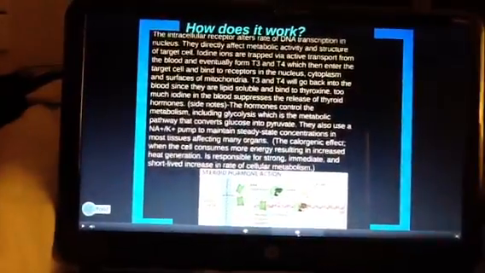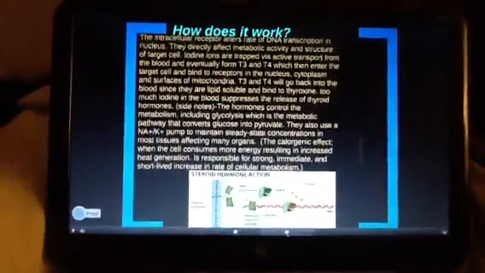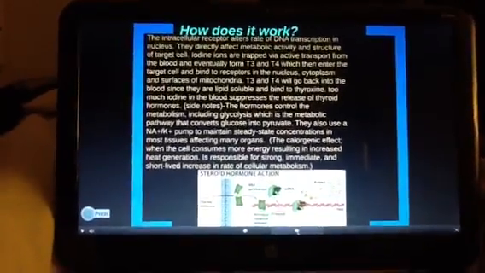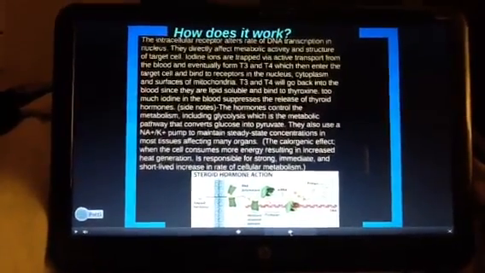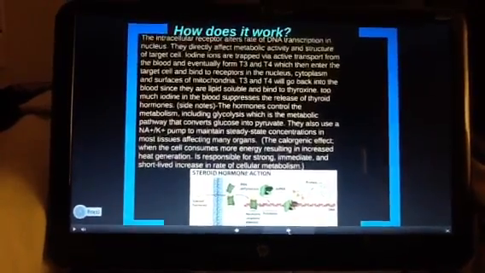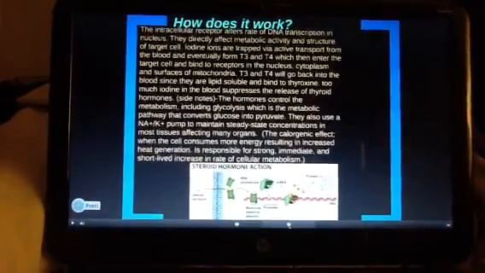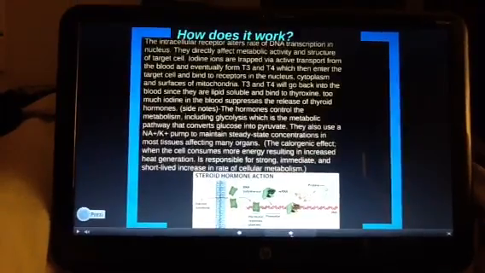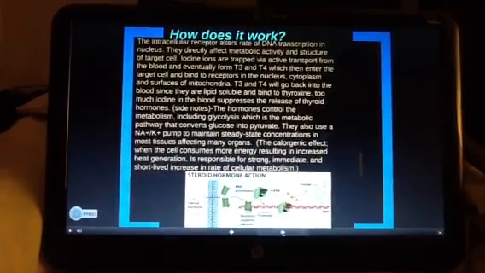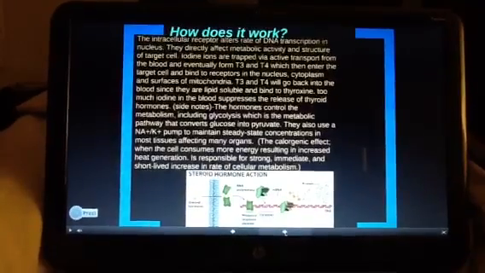This is really important in the metabolism. They also use a sodium-potassium pump to maintain a steady state of concentrations in most tissues, which is affecting many organs. Also, the calorigenic effect, which is important to know in this process as well, is that the cells consume more energy, resulting in increased heat generation. It's responsible for a strong, immediate, and short-lived increase in the rate of cellular metabolism.